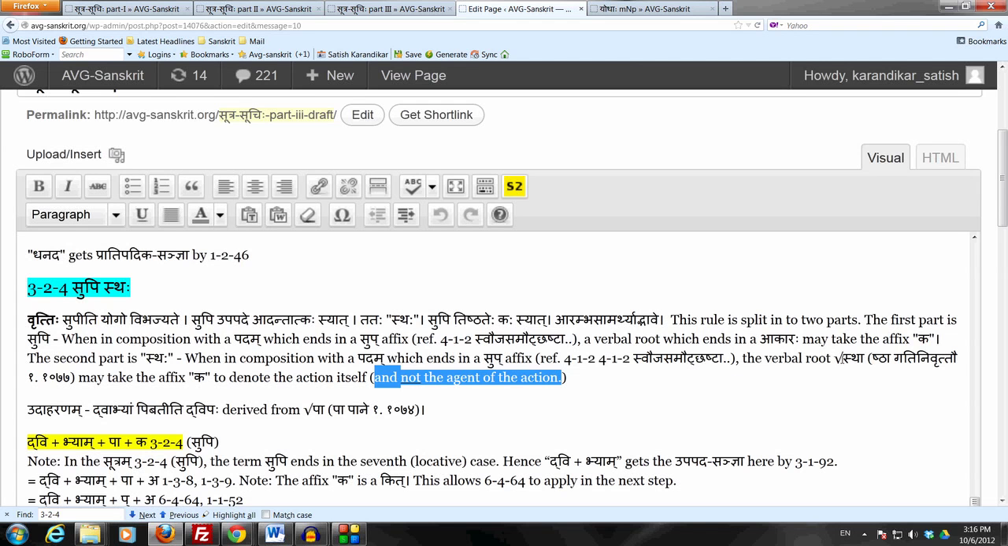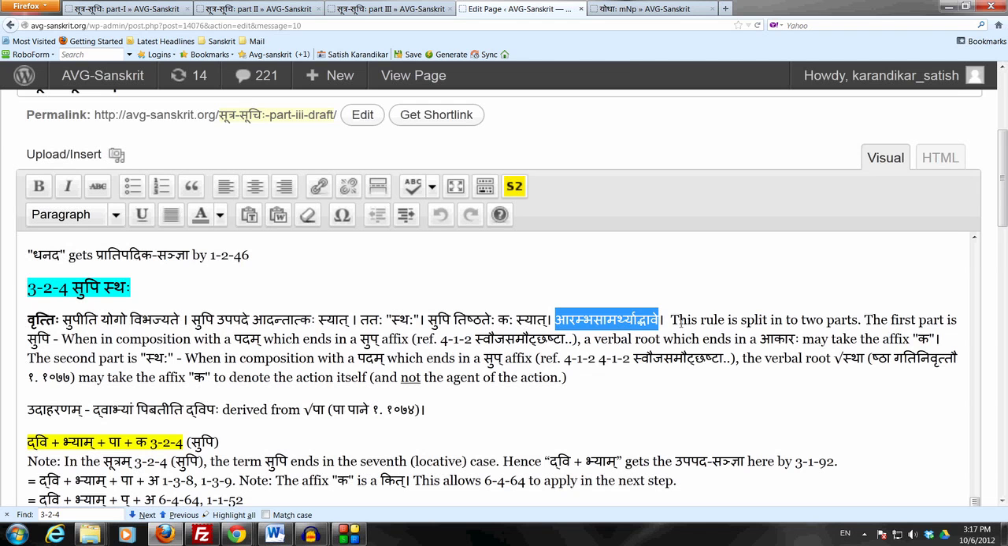Now the second part, sthaha, in order to have some meaning, in order to have a purpose, the second sutram sthaha is interpreted to mean that the affix ka may be used following the dhatu stha in the meaning of bhave also. Bhave means just to denote the action conveyed by the verbal root stha. And when we take the example, it will be clear what exactly we mean.